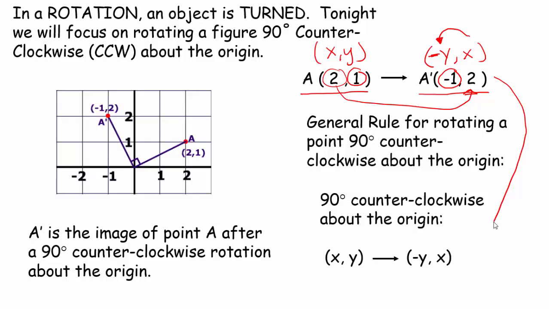Well, let's bring that rule down here below. So remember, X, Y, first thing we do is reverse the order. So it becomes Y, X. Then when we move counterclockwise, we move to the left, so it tells me that the Y coordinate will change its sign. And don't forget, that negative does not mean it's going to be a negative number. It means change the sign of the Y. There it is.